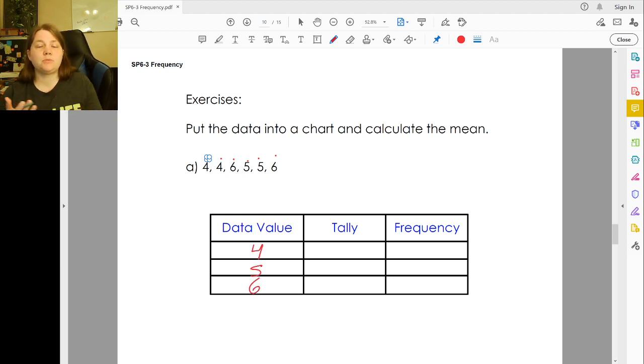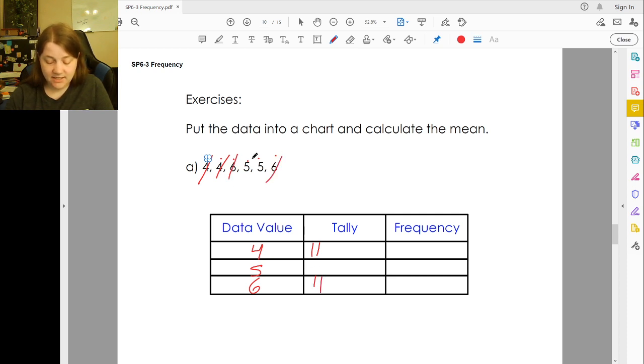Oh no, I've already put dots. Now what do I do? Well, I'm just going to go ahead and mark this differently. Maybe I'll slash it out. I see 1 4. I see another 4. I see a 6. I see another 6. I see a 5. I see a 5. Did I go out of order? Yeah. Is that okay? Sure. There are 2 4s, 2 5s, and 2 6s.